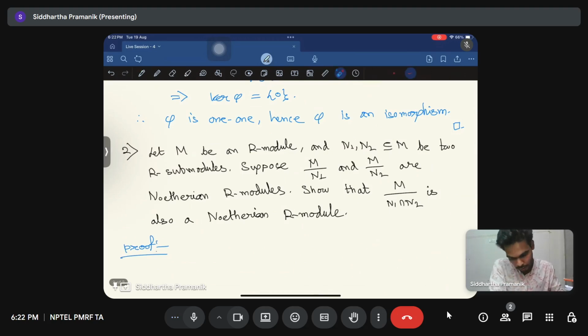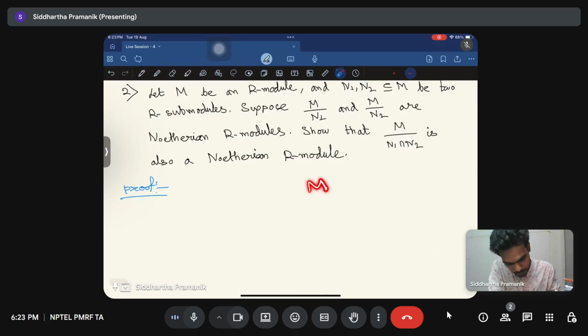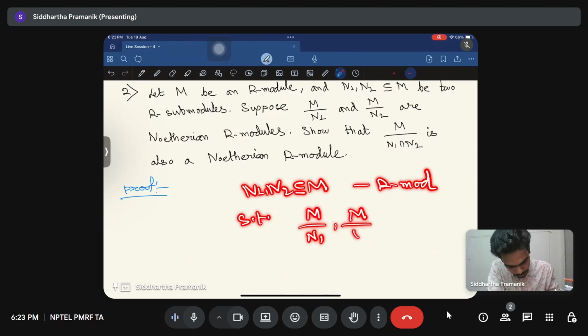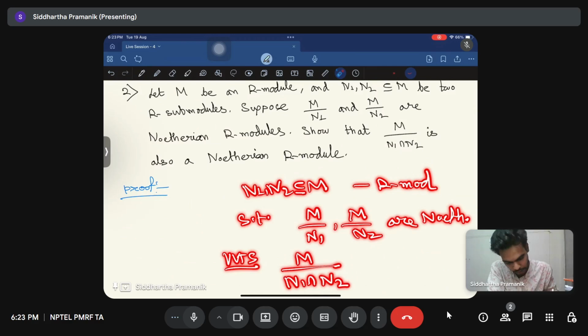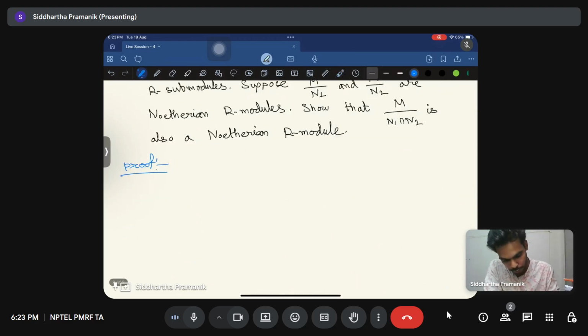So what is going on? M is an R module, and N1 and N2 are two submodules such that the quotients M mod N1 and M mod N2 are Noetherian. And what we have to prove? That if we take this quotient M mod N1 intersection N2, this is also Noetherian. So that is our goal. So let's see how to prove this one.